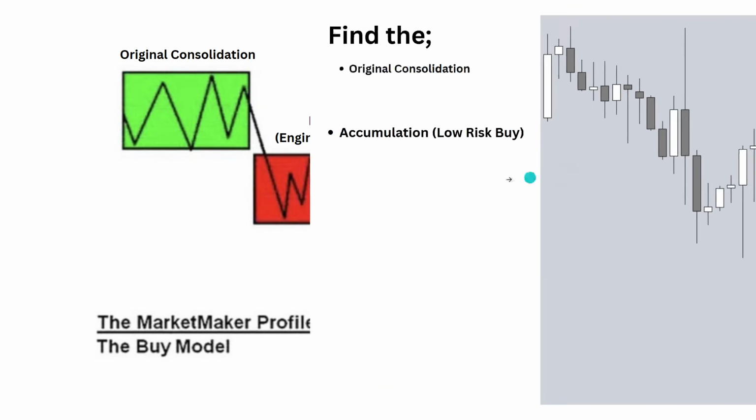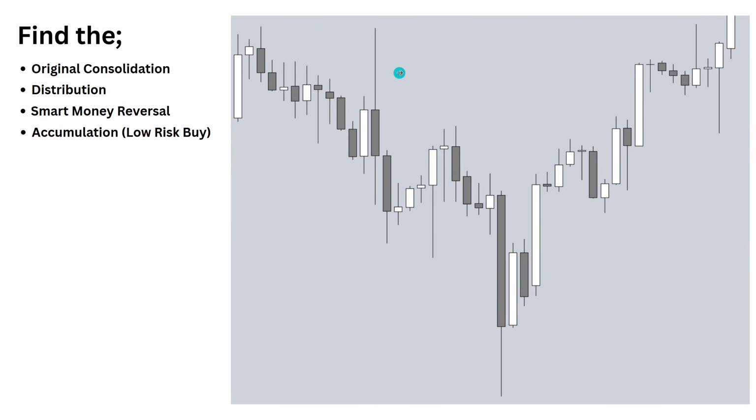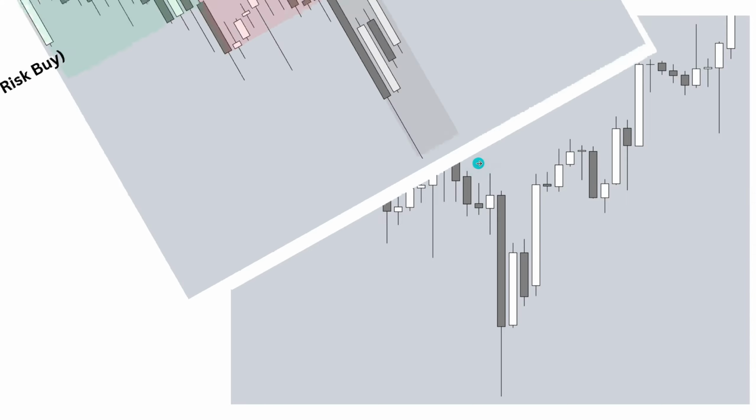Now, if we move over onto this slide, we can see I've given a blank chart here of a market maker model, and I just want you to quickly, depending on if you're a beginner or not, identify the areas of an original consolidation, where the distribution is, where the smart money reversal is, and where the accumulation is. If you don't want to do that, that's fine. Now, I'm going to show you exactly where they are.